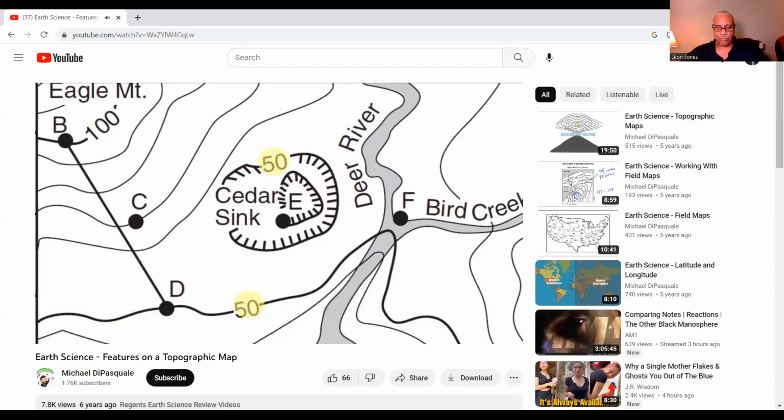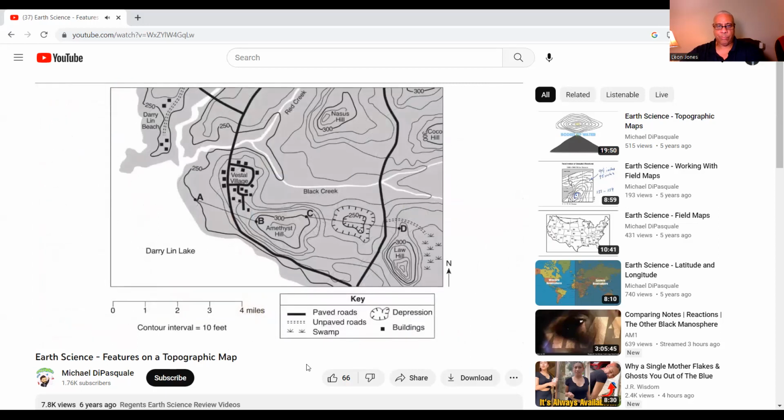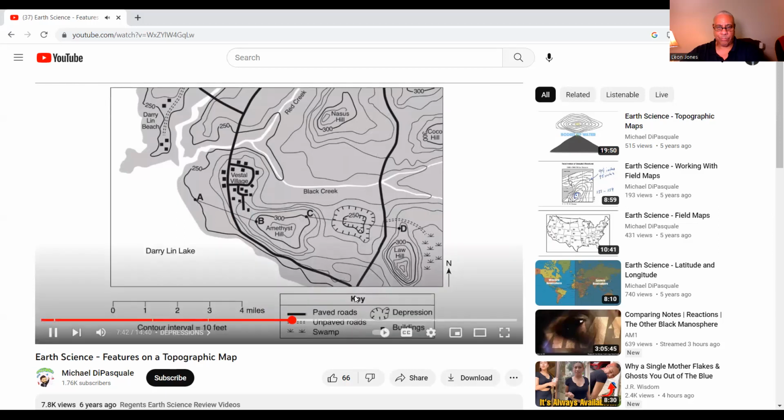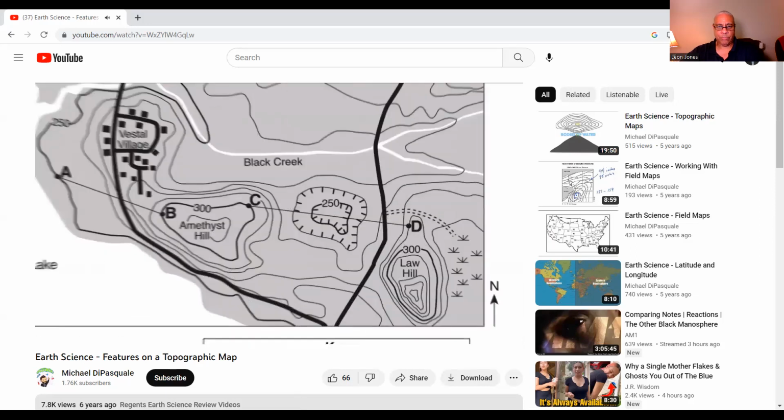All right, so let's look at a few examples to kind of practice this because it's definitely a different point of view. All right, so here we are back at Darien Lake, and let's zoom in on the depression contour in this map.